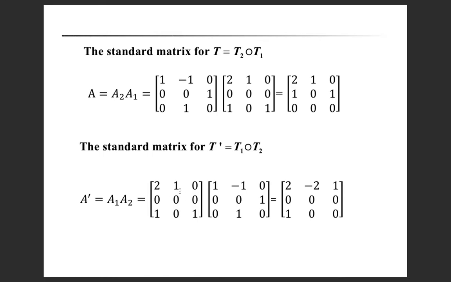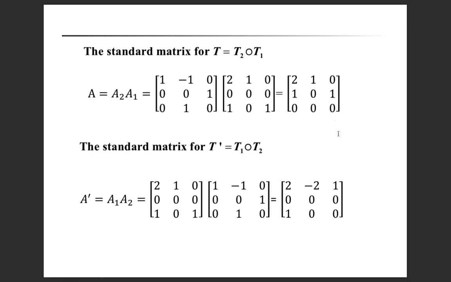first row with first column, then first row with second column, then first row with third column. Similarly for the other elements, and write down each of the elements. The first element we get is 2, second minus 2, third minus 1 in the first row. In the second row all the elements will come out to be 0, and in the third row the first element is 1, second element is 0, third element is 0.